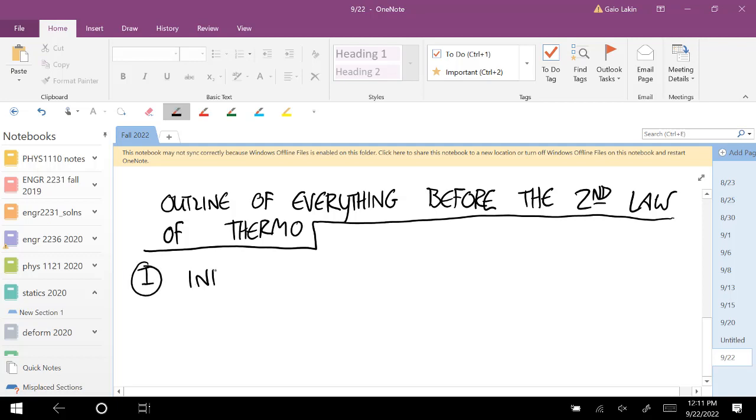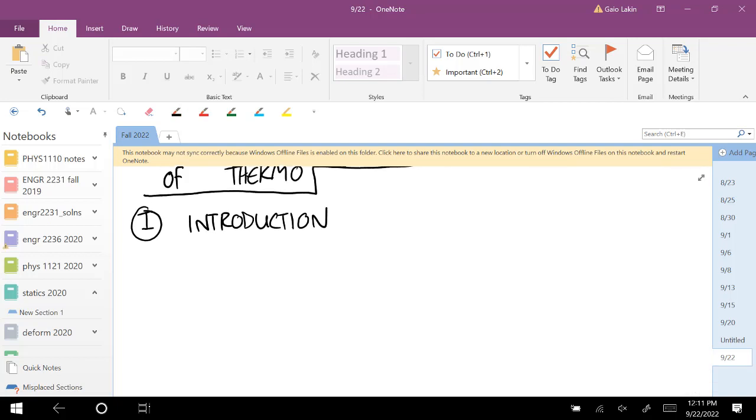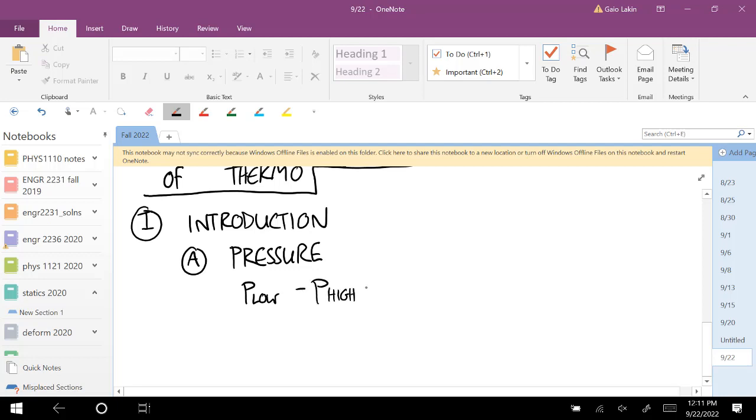Okay, the first thing is the introduction. That's where we talked about mostly pressure. And so we first talked about pressure, and the pressure equation that we used was that the pressure at the lower point minus the pressure at the higher point is equal to rho g h.